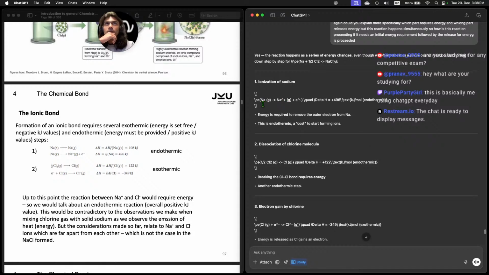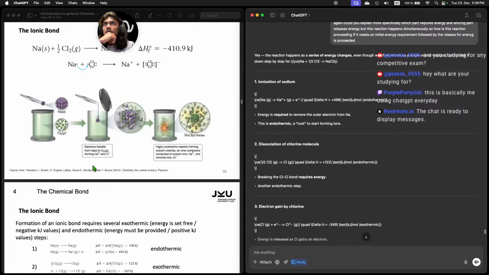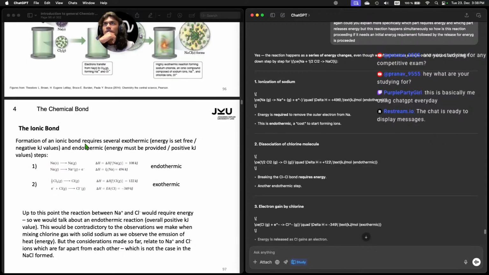So sodium gas, why? Formation of an ionic bond requires several exothermic energies set free, shown by negative kilojoule values, and endothermic energy must be provided. So sodium solid to sodium gas, that's endothermic, that needs energy. Sodium gas to sodium cation, that's also endothermic.